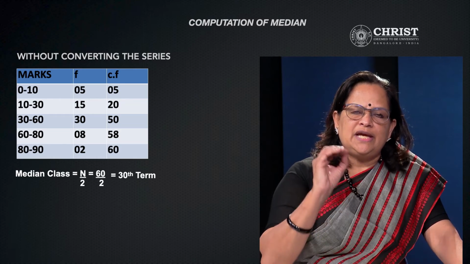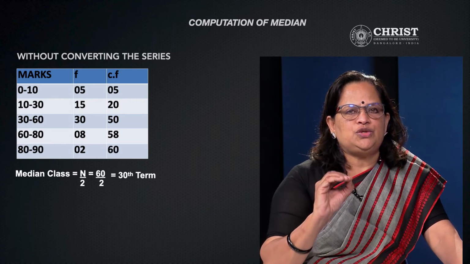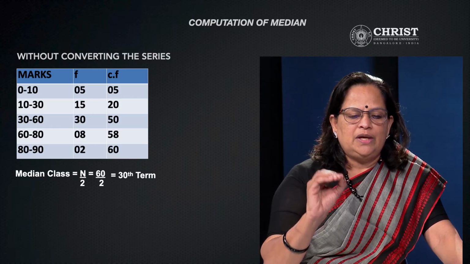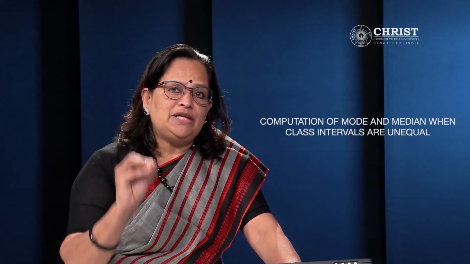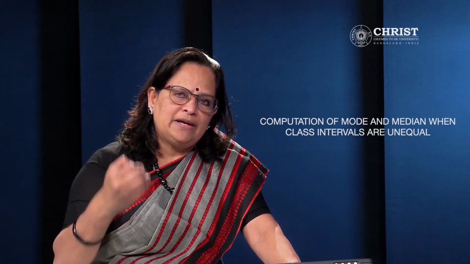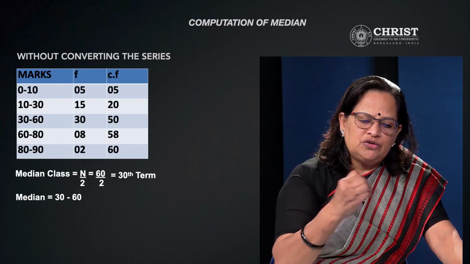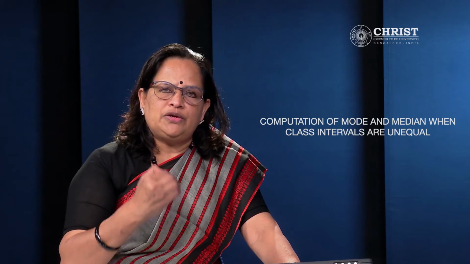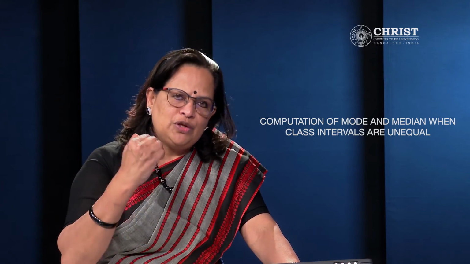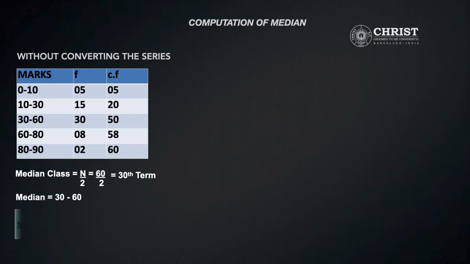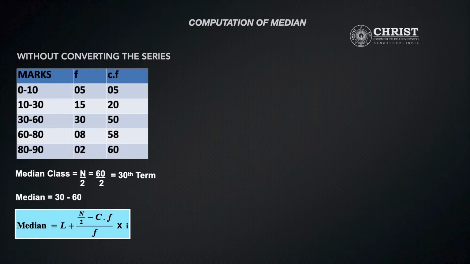Now the median class is n by 2, where n is the frequency total, 60 by 2, the 30th term. Now you have to see where in the cumulative frequency the value 30 or higher appears against a class. You will see that 30 to 60 is the median class. Now substitute the values in the equation. We know that median is computed using the equation L plus n by 2 minus cumulative frequency divided by f, into I. So median is equal to 30 plus 30 minus 20 divided by 30, into 30. That is equal to 40 marks.